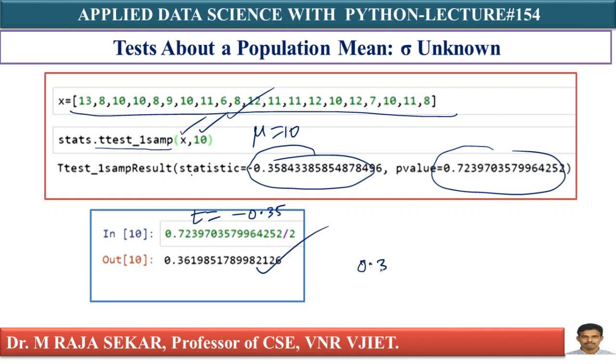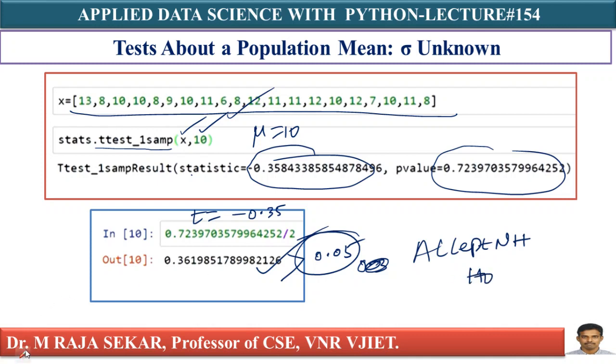Just compare this p value. What is my p value? This one is greater than alpha. What is my alpha? I am assuming alpha as 0.05, that is 5%. Your p value is greater than alpha. If p value is greater than alpha, what do you have to do? You have to accept the null hypothesis, that is H0.